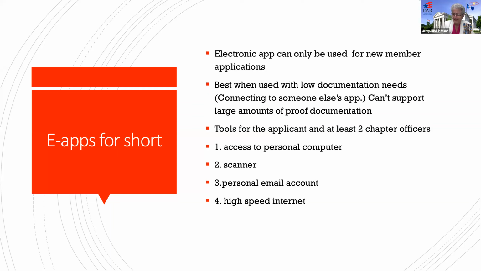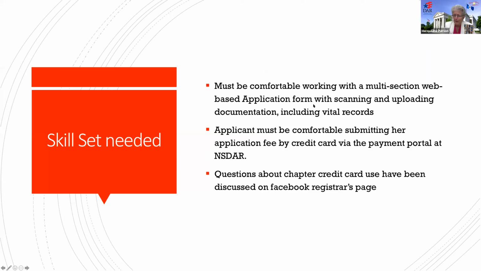The applicant and at least 2 chapter officers have to be involved in this process. So you need a scanner, access to a computer, an email account, and high-speed internet. And if you don't have those 3 things, I still recommend doing it on paper. You have to be comfortable in working on a multi-section web-based application form, and you have to be able to scan and upload documents, including vital records. The applicant must be comfortable submitting her application fee by credit card via the payment portal.